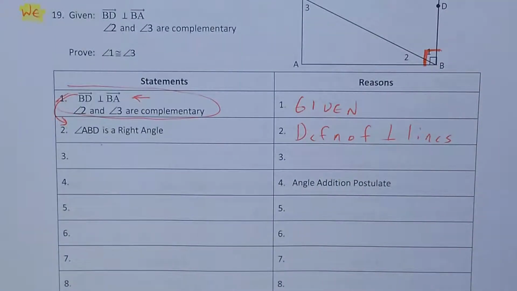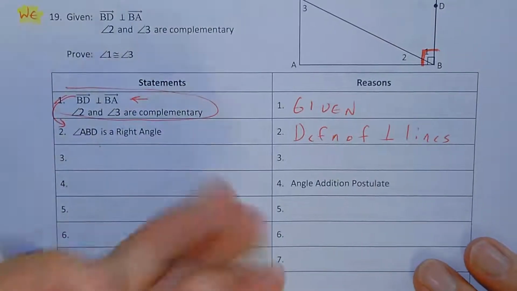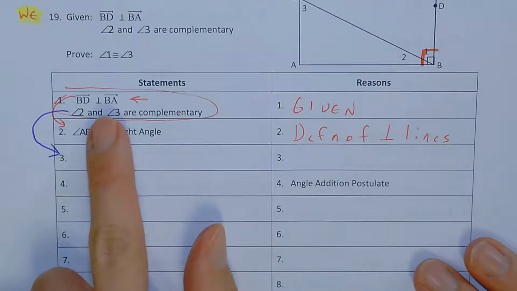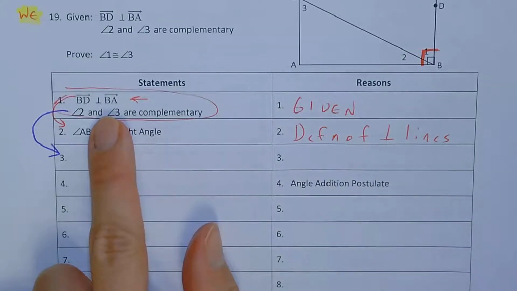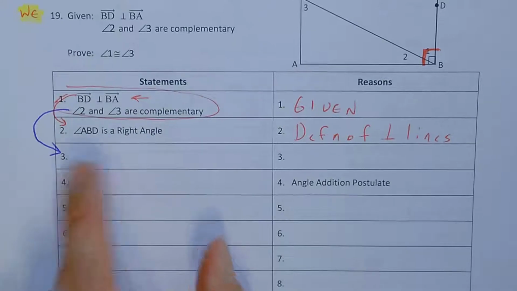Okay, the next statement is blank. So we have to come up with something on our own. What I'm going to do is use this second part right here, this complementary idea, and have you come up with what you could say about these angles. If 2 and 3 are complementary, they obviously want us to use that. So what could you say about complementary angles?